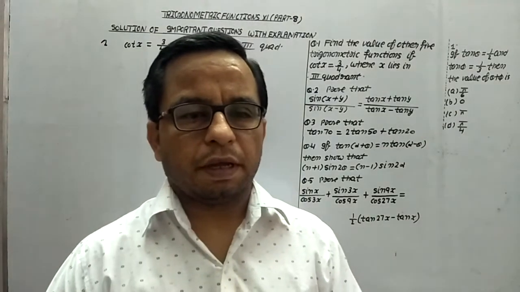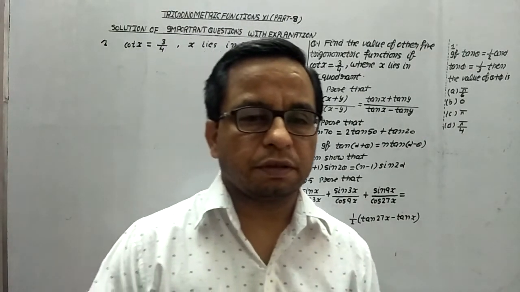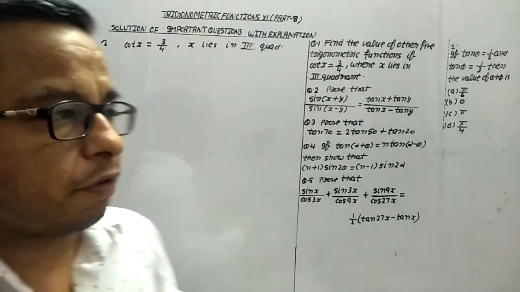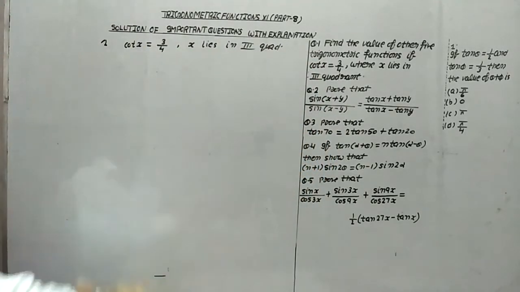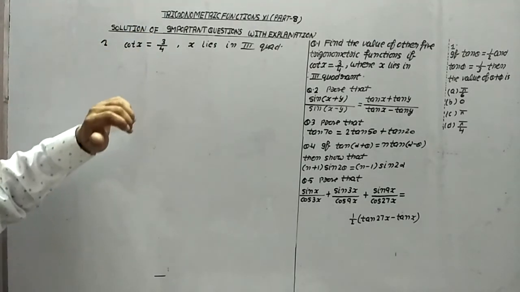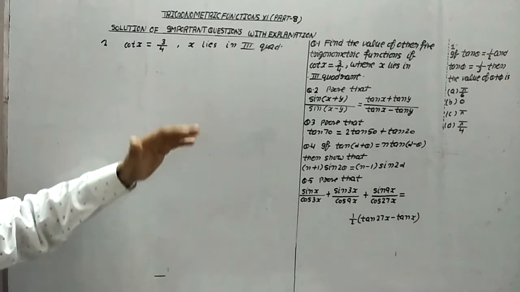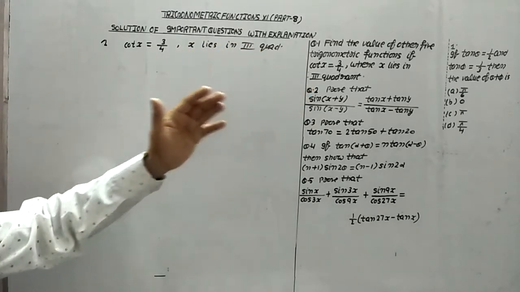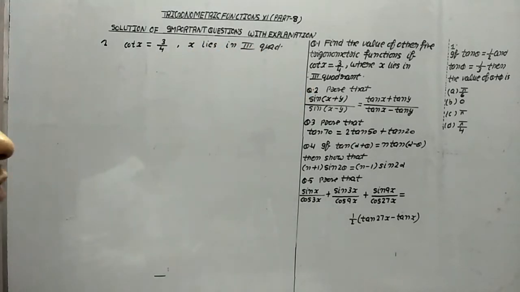Hello everyone, in this part 8 of trigonometric functions, we will do the solution of questions with explanation. So let's start with question number 1. In question number 1, we have cot x equals 3 by 4, where x lies in the third quadrant, and we have to find out the values of the other 5 trigonometric functions.